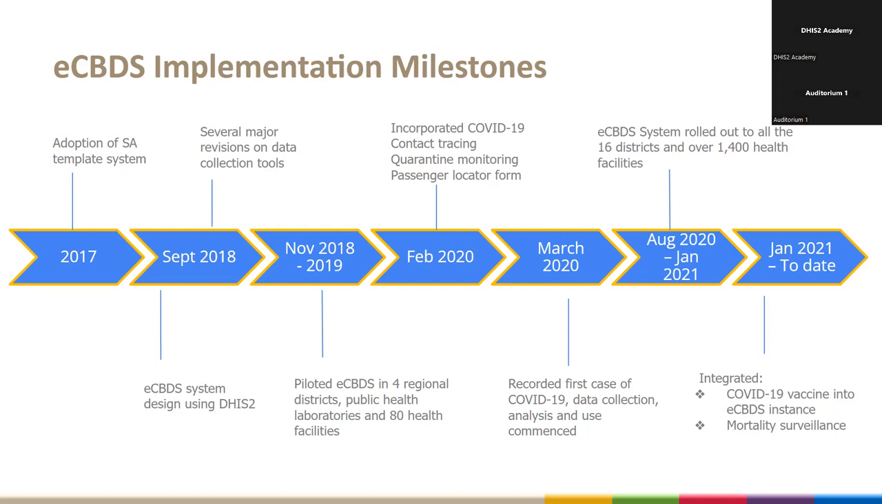And then start planning rollout in early 2020, but was affected by the COVID-19 pandemic. We kind of delayed the rollout, but the system was adopted for COVID-19 response. But eventually we ended up rolling out nationally to all the public health facilities between August of 2020 to January 2021. To date, it's being used for many other purposes, not just for notifying events of national public health interest.